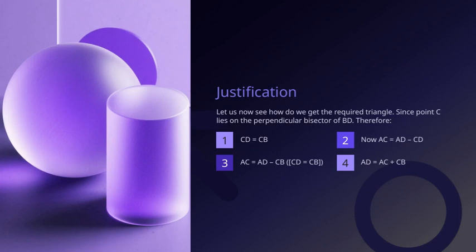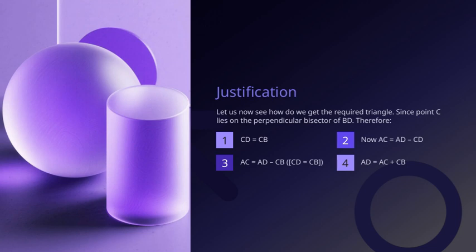Let's take a closer look at the relationship between AD, AC, and CB. We see that AD is equal to the sum of AC and CB. Now, if we want to find AC, we can rearrange this equation to say that AC equals AD minus CB. Notice that in the diagram, CD is equal to CB, which allows us to substitute CB with CD in our equations. So, AC equals AD minus CB, which is the same as AD minus CD. Now, moving on to how we identify the specific triangle we need. Since point C lies on the perpendicular bisector of BD, this is a crucial detail.